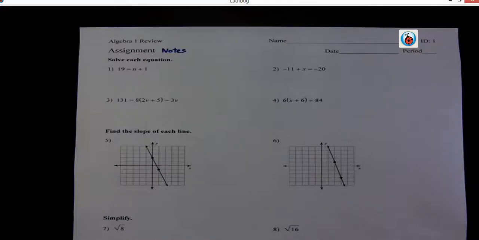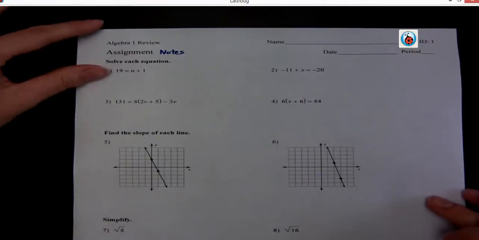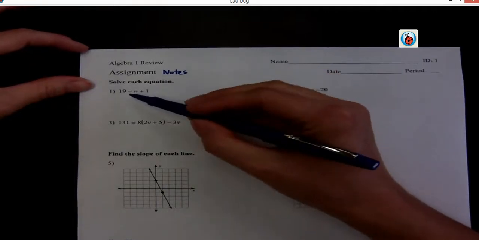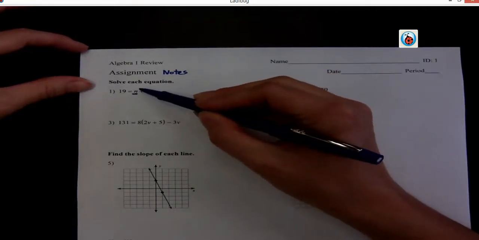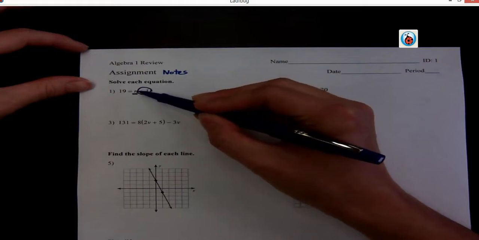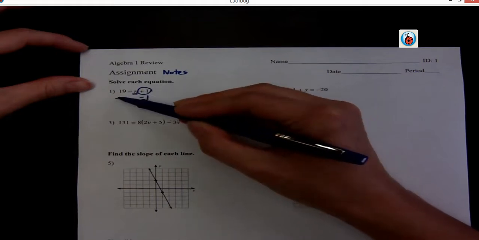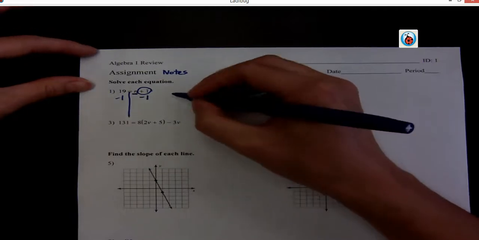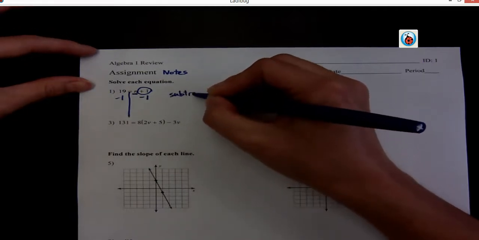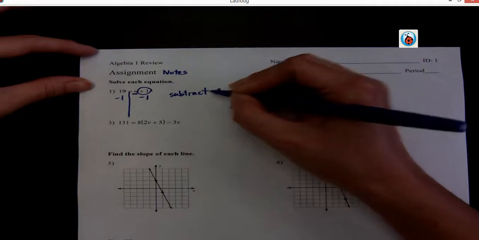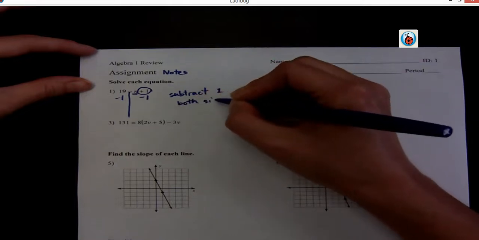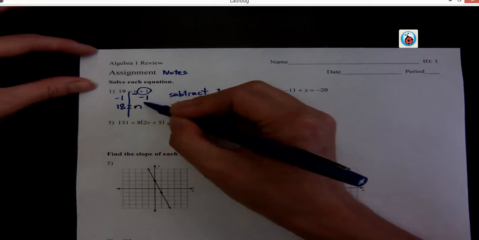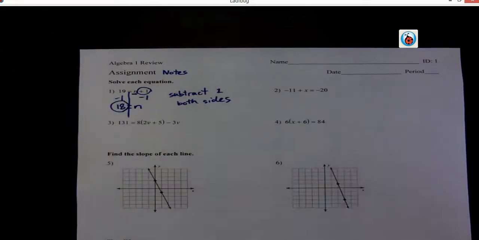Okay, so this is our algebra review if you've forgotten how to do any of this. Our simple equations just go, we look for where's the letter, how is a number attached to the letter. This is +1, so we just do -1, and we always do the same thing from both sides of the equation. So we're just going to subtract 1 from both sides. And so that gives us 18 equals n. And so our answer is 18.